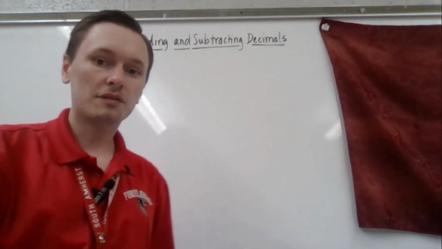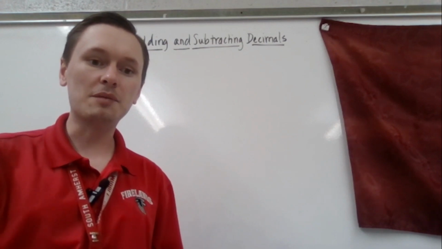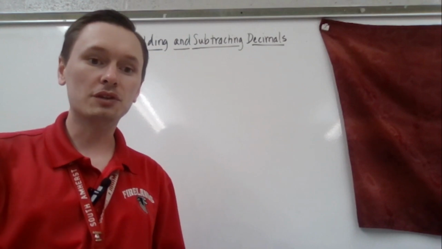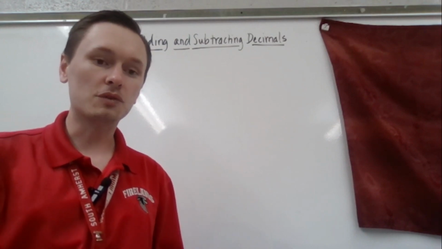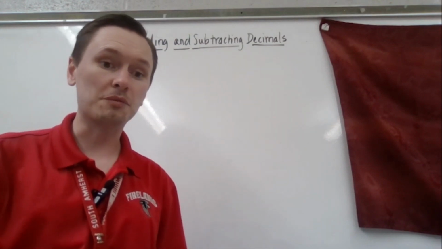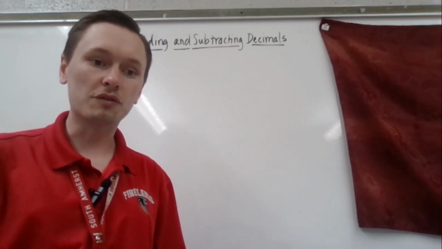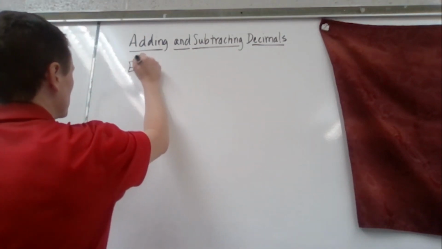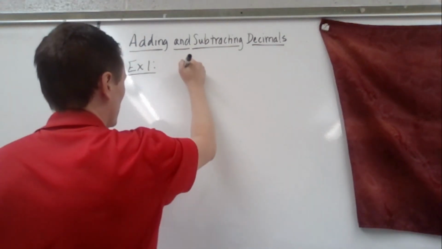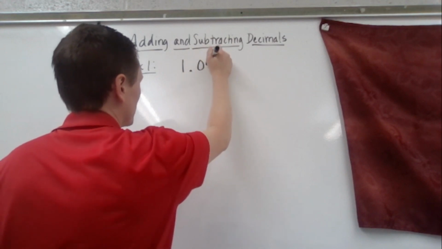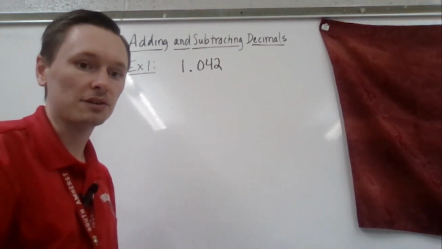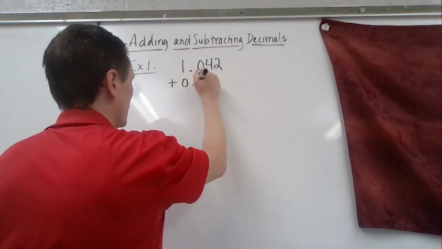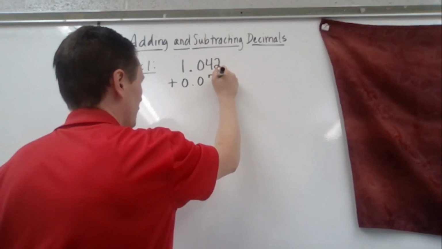When I say examples, I'm going to read them as they should be in mathematical terms, and then I also say them like 1 point something so that you understand it, but I will first say it in mathematical terms. So for example 1, we have 1 and 42 thousandths plus 0 and 75 thousandths.